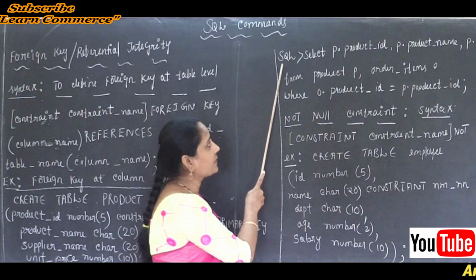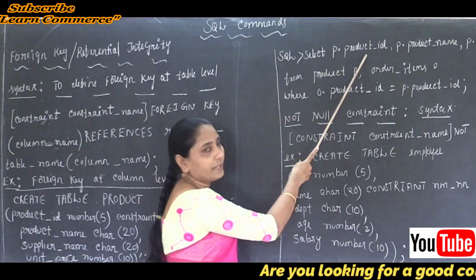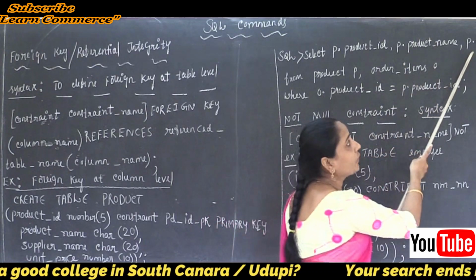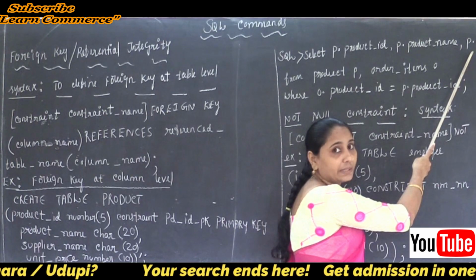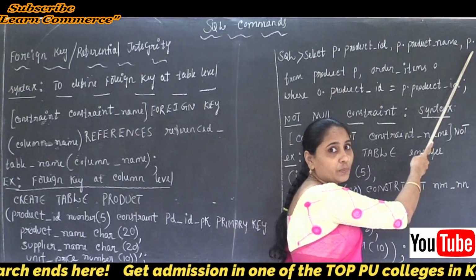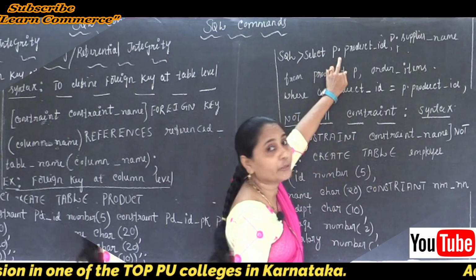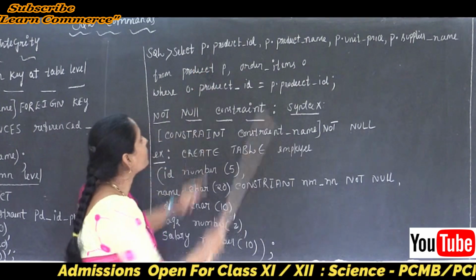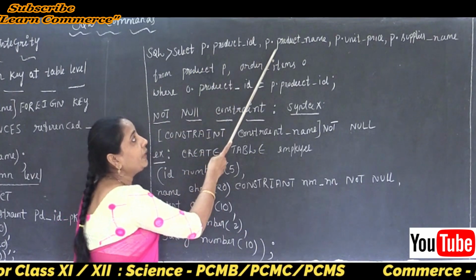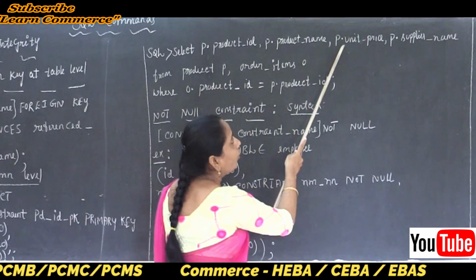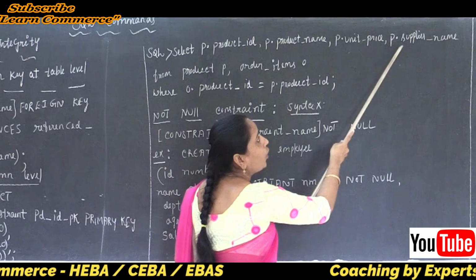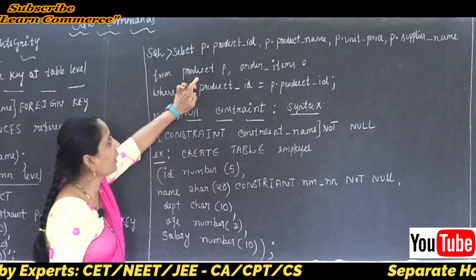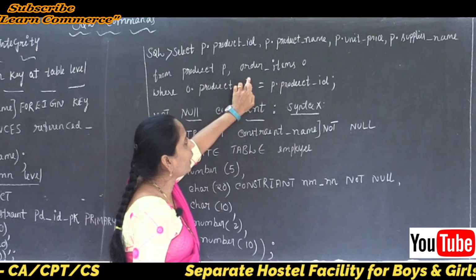The query I am using is: select p.product_id, p.product_name, p.unit_price, whatever columns are there in our product table, such ones I am using. Why? Because here two tables are there, so to identify all those columns from which table, I used p.product_id, p.product_name, p.unit_price, p.supplier_name, and next one is from product p, order_items.